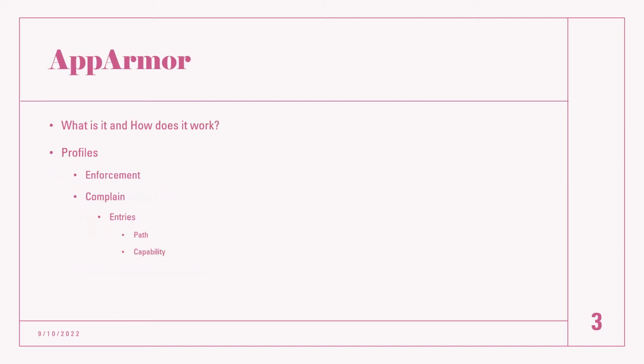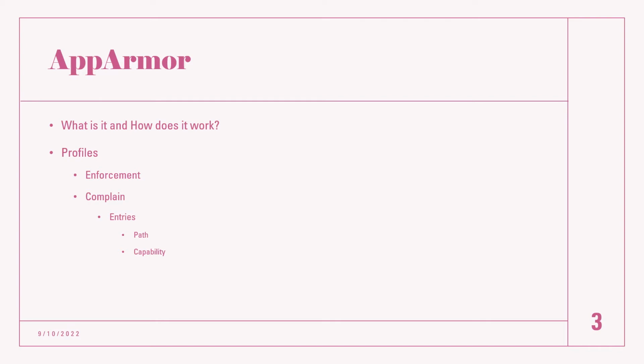AppArmor is a mandatory access control system, or a MAC. It is installed by default on most Linux systems. It uses the Linux kernel to restrict programs to certain resources, and it does this by using what they call profiles. So there are two main profiles we're going to go over, one being enforcement and the other complaint. Profiles in enforcement mode enforce a profile's rules and report any violations in the system's log. Profiles in the complaint mode do not enforce any profile rules and just log violation attempts.